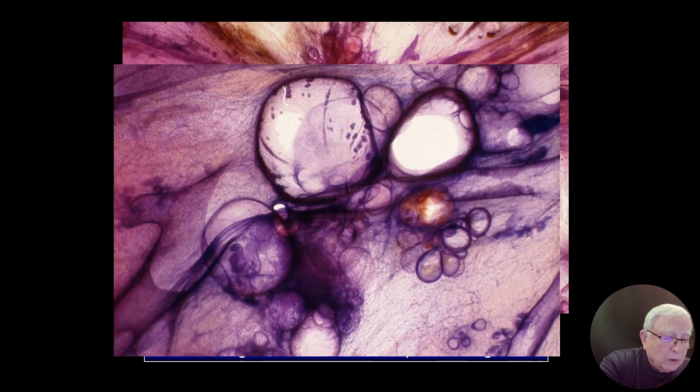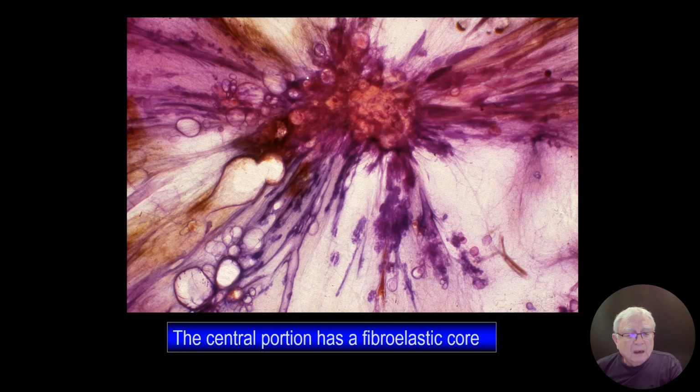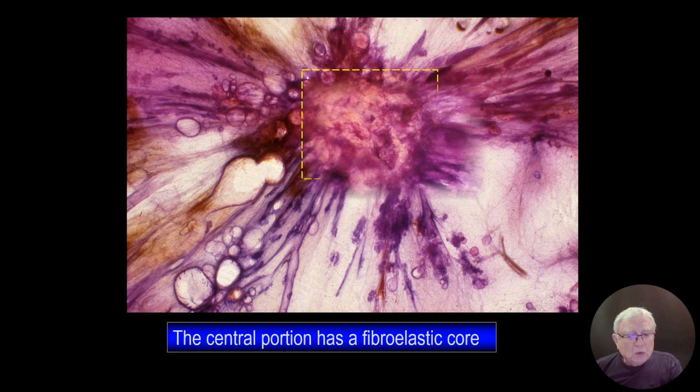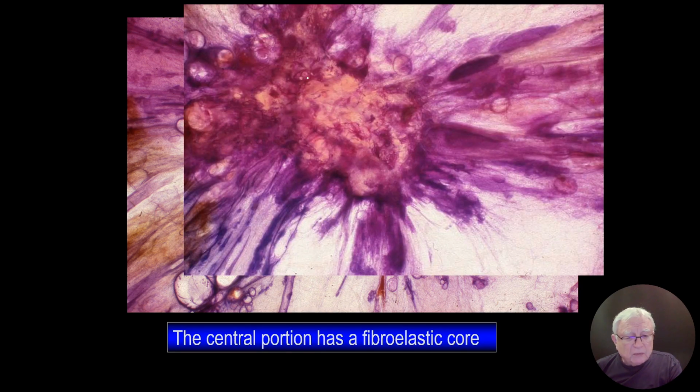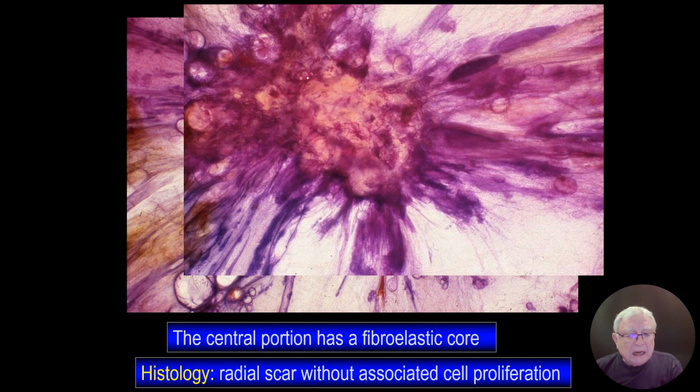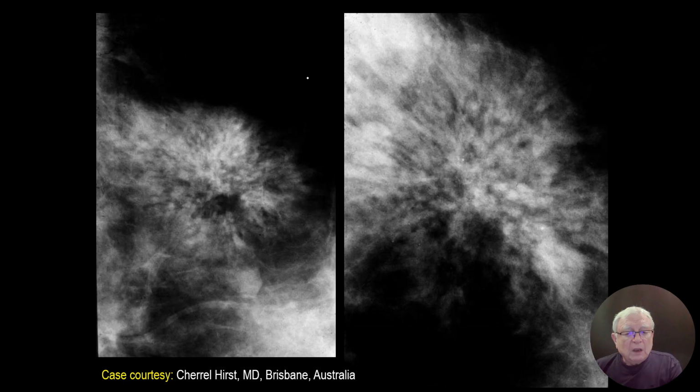And we are going to learn about the apocrine metaplasia that produces the fluid and makes the cystic cavities. There is no associated cell proliferation, atypia, or cancer in this particular case. Simple radial scar. Now this is a simple radial scar. However, it's so huge, the patient refused surgery.